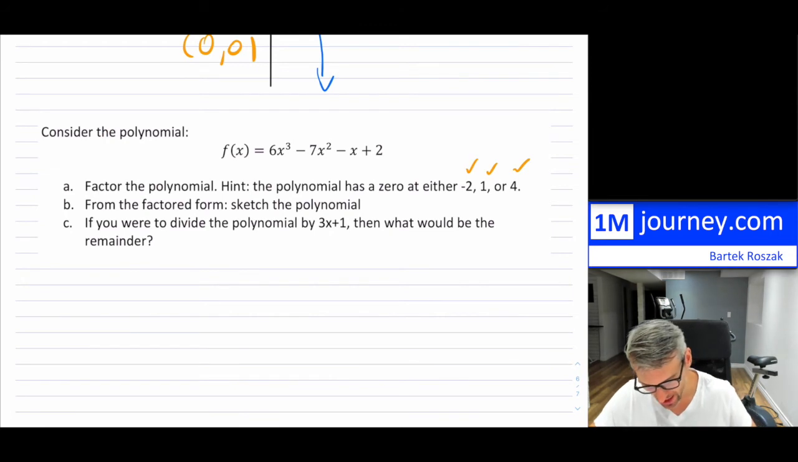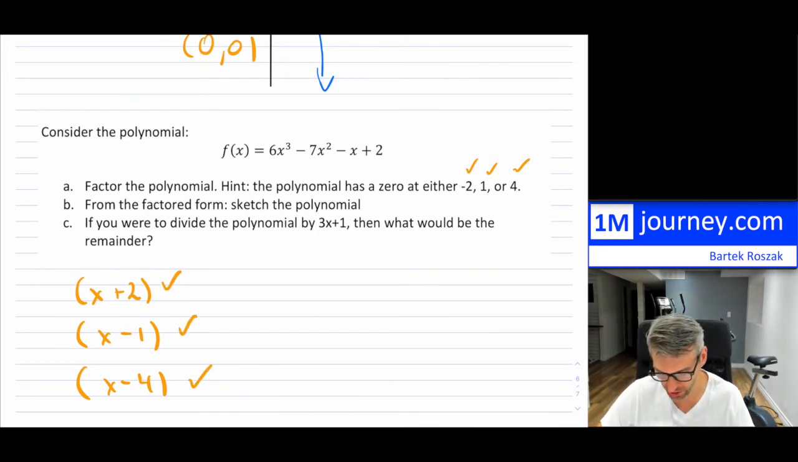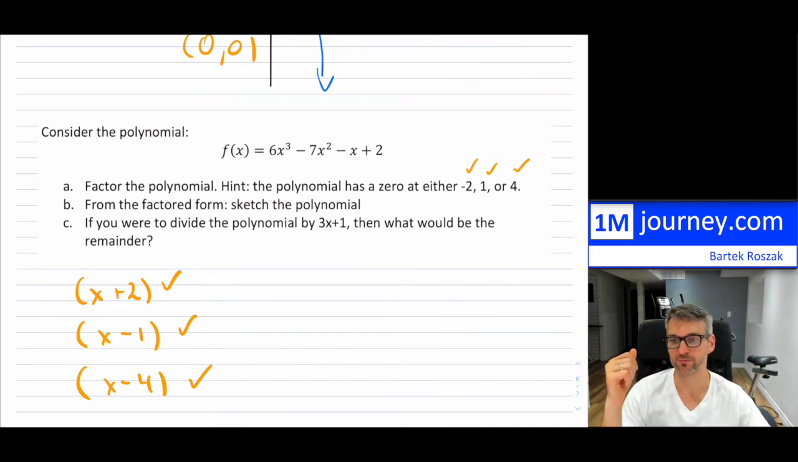Because what that is saying is that one of the factors is either this, that's the -2, or this, which is the 1, or this, which is the 4. So we know that that's going to be one of the factors. Now, which one, we don't know. So how can you do that? You can do it in a few different ways.